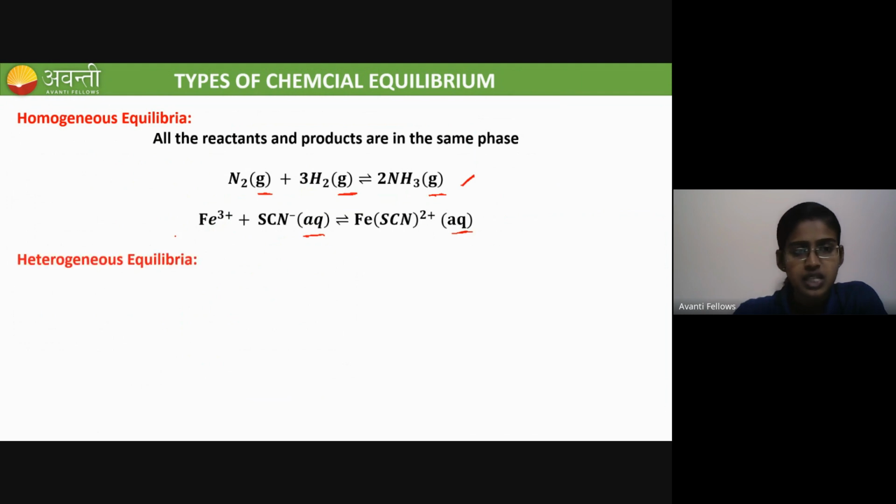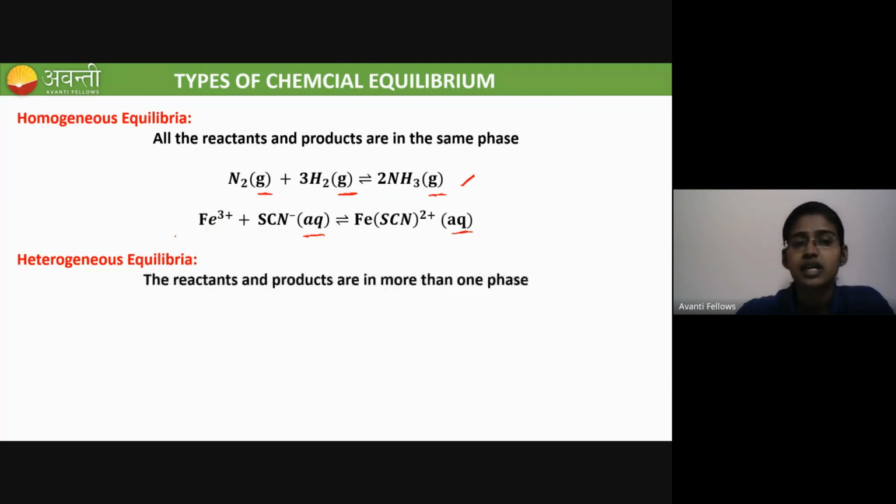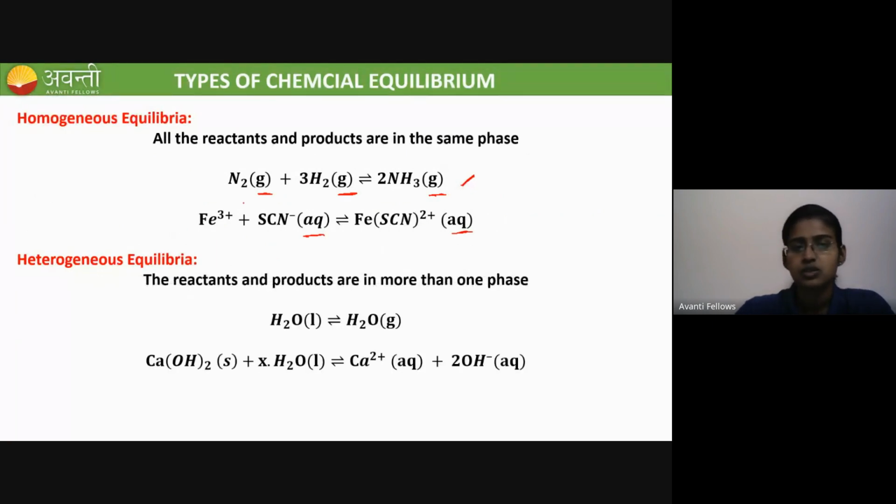Now what is heterogeneous equilibrium? Just the opposite: if the reactants and products are in more than one phase, then we call those reactions heterogeneous equilibrium reactions. For example, liquid water is getting converted to vapor, a gaseous system. So it is an example of heterogeneous equilibrium. And here, solid, liquid, and aqueous forms of calcium and hydroxide. So the phases are different. One is solid, the other is liquid, and the other is aqueous. So the reaction is in more than one phase. So it is an example of heterogeneous equilibrium.